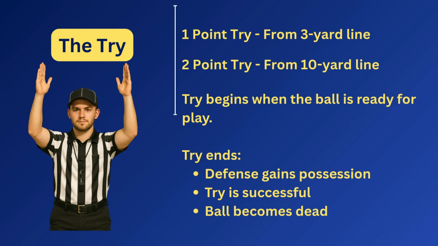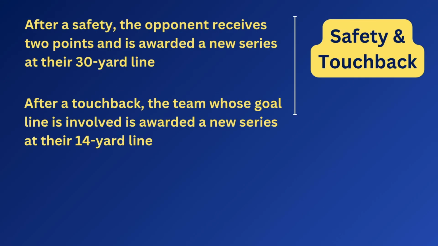And then the try ends when the defense gains possession, so you cannot run back an interception on the try. The ball is dead when it's intercepted. Obviously, the try ends when it is successful or the ball becomes dead. Safety and touchback. So after a safety, the opponent is going to get 2 points, and then they're also going to get the ball for a new series at their 30-yard line.